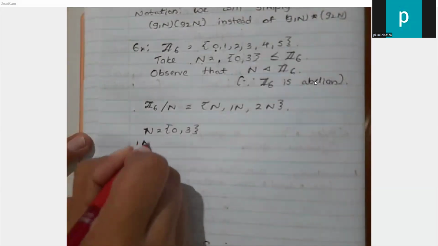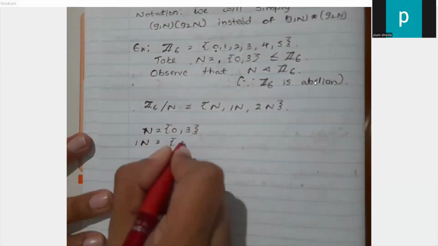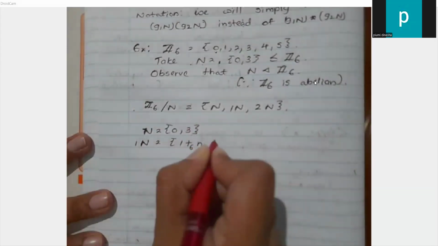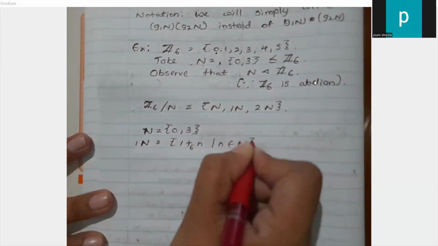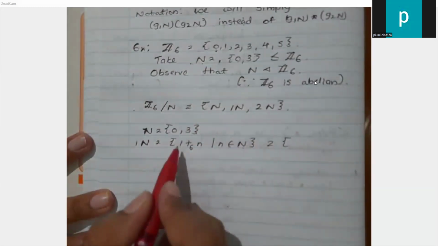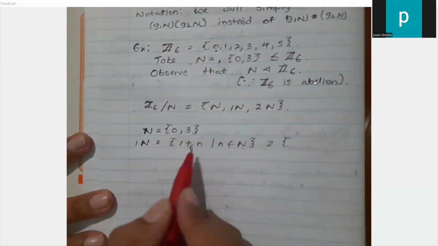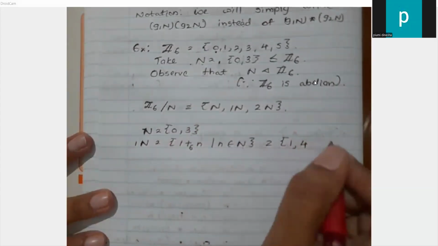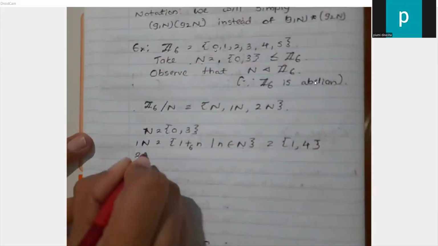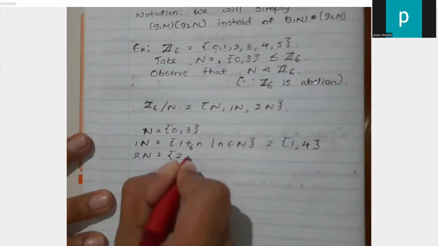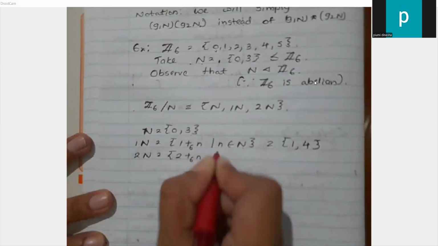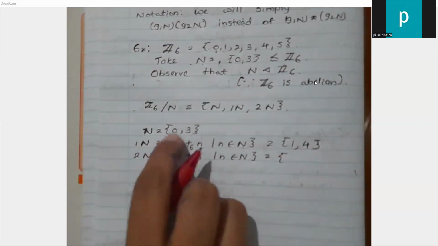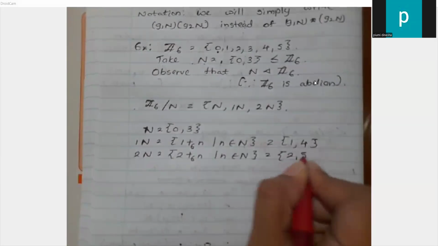Let's go with 1. 1N by definition is what? The binary operation over Z6 is addition modulo 6, where the small n comes from our normal subgroup N. What sort of elements does it contain? When you take n to be 0, 1 plus 0 is 1, and 3 plus 1 is 4. So it contains 1 and 4. Then we have 2N, 2 addition modulo 6, where n comes from the normal subgroup N. We add 2 to each of these elements: 2 plus 0 is 2, 2 plus 3 is 5.